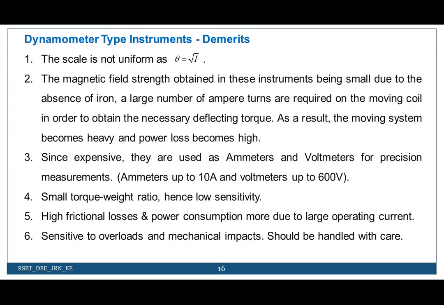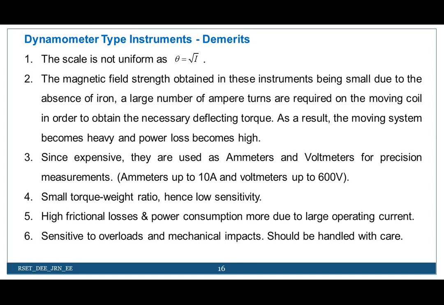Now the demerits: the scale is not uniform as theta. We had seen theta is proportional to I square, or I can say I is proportional to square root of theta. The magnetic field strength obtained in these instruments being small due to the absence of iron, a large ampere turns are required on the moving coil in order to obtain the necessary deflecting torque. As a result, the moving system becomes heavy and more power loss.